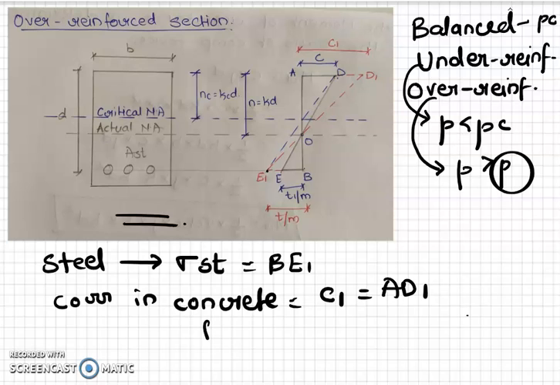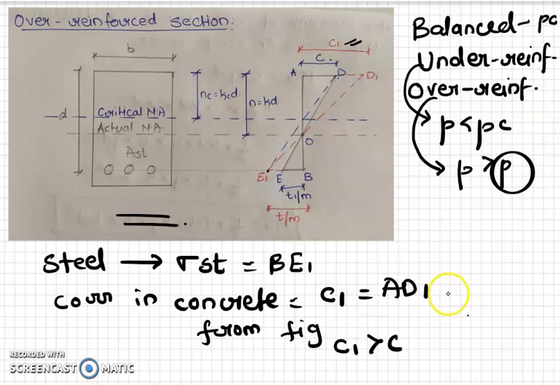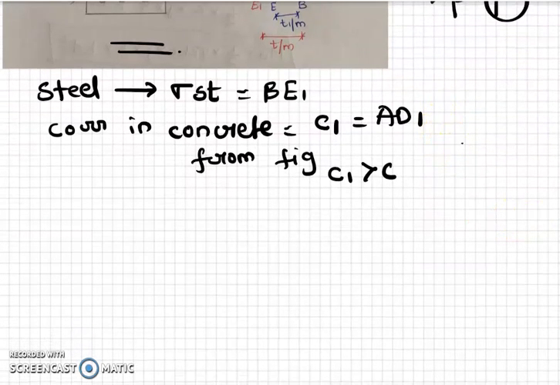Okay. Now again from the figure we know that C1 is greater than C. Here we can make out that this C1 is greater than the value C, where C is sigma CBC. So now again, this is not possible. You cannot have a more value of stress in concrete than sigma CBC. That is the permissible stress. So if it goes beyond that, it is going to fail. It is going to rupture. So we cannot allow this to happen.